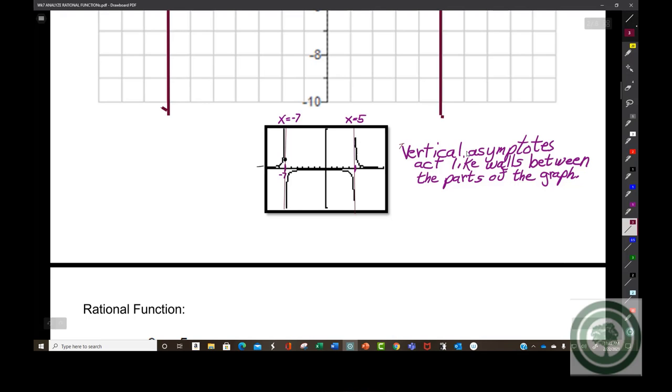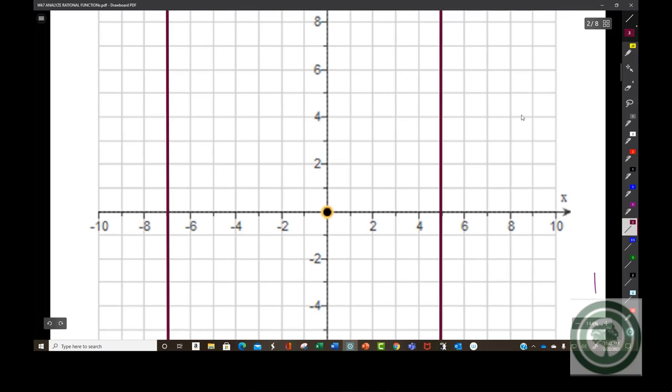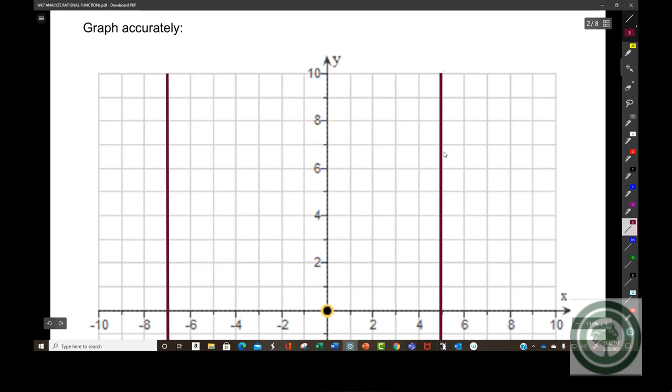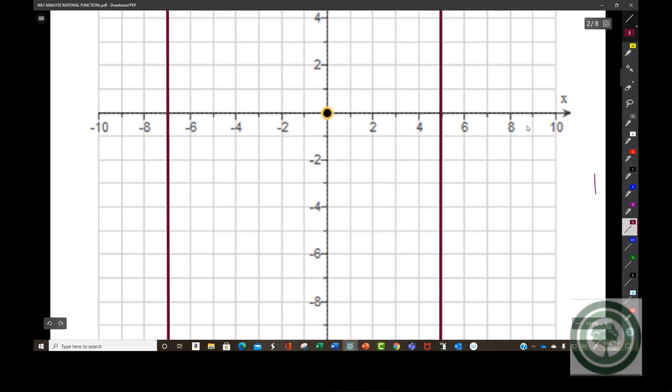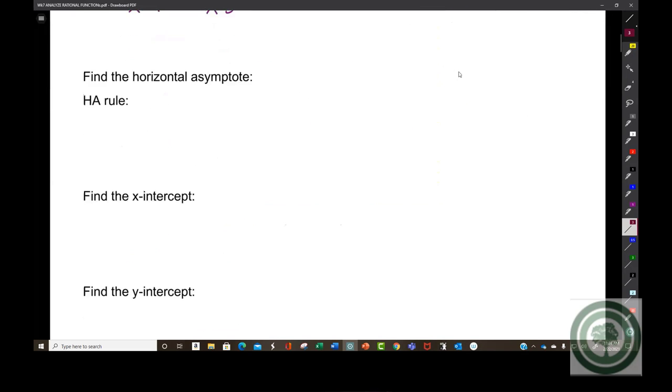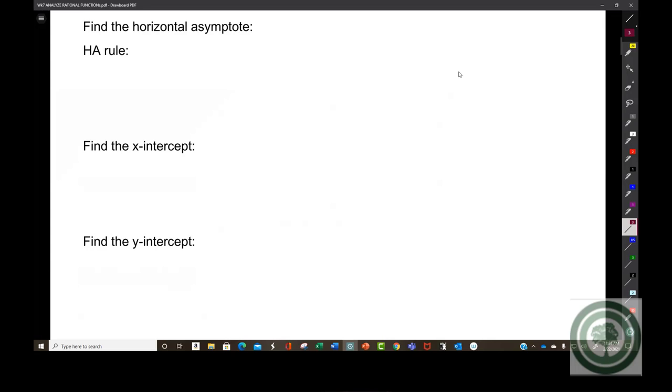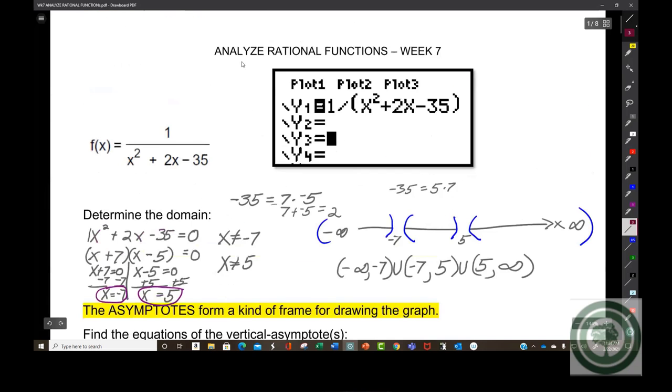It's not a hardcore deal. Your graph absolutely, totally will not cross a vertical asymptote. On the other hand, in the middle, graphs have been known to cross horizontal asymptotes because they're not the big dangerous deal that vertical asymptotes are. They're a tendency. Okay, so this is going to be our horizontal asymptote, but it depends on rules. Like this.